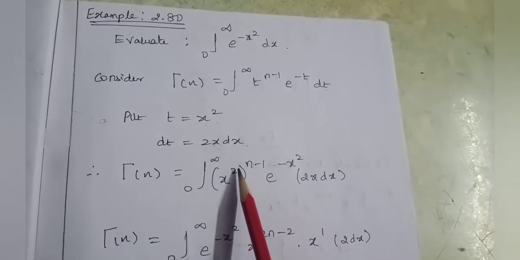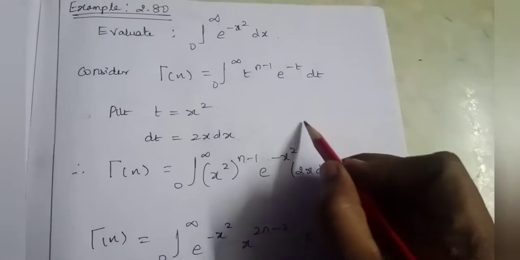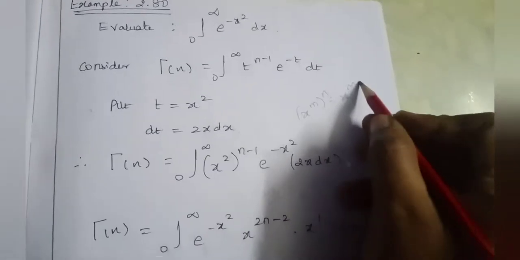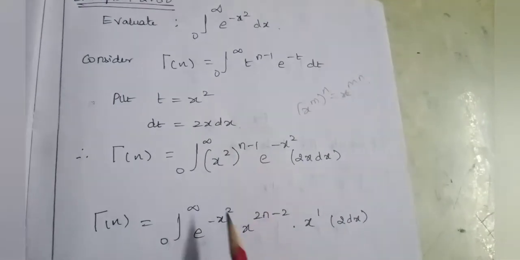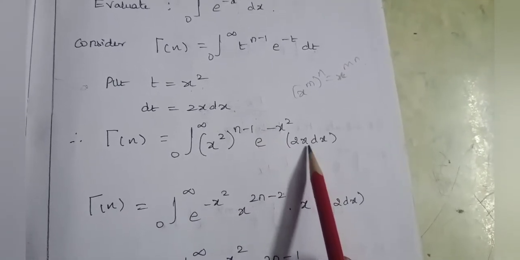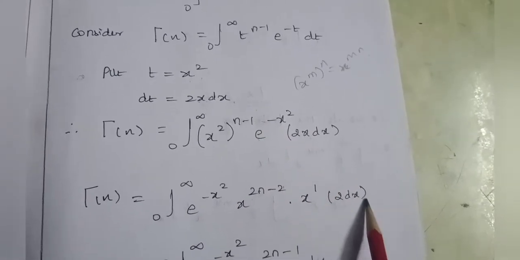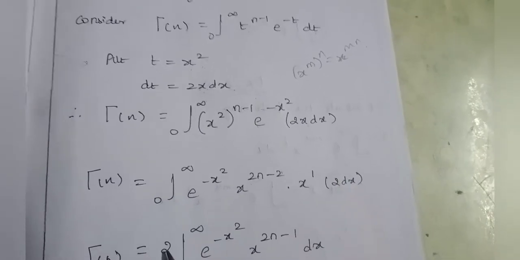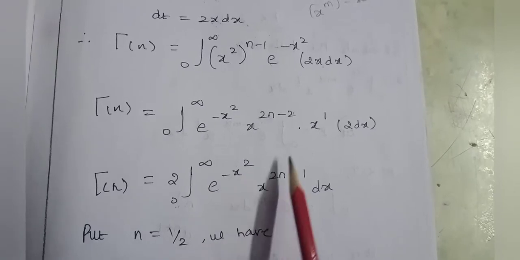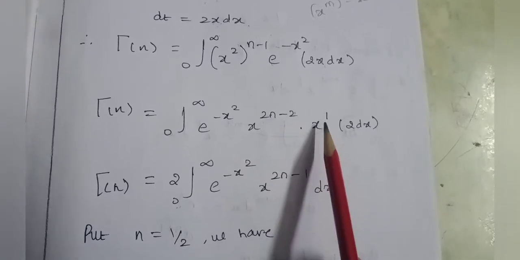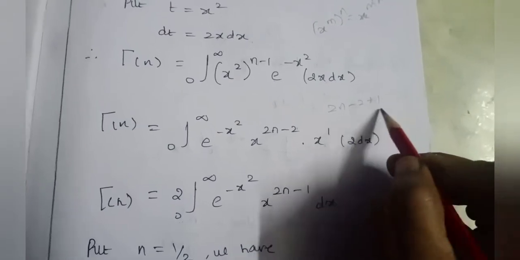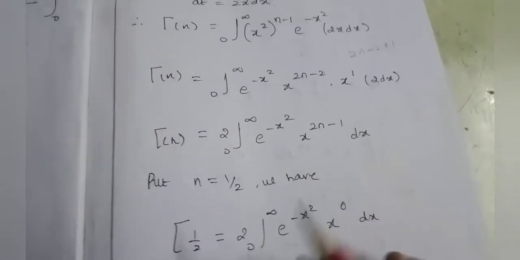See, I can take this 2, I can multiply. We have this rule, x power m the whole power n can be written as x power mn. So now 2 into n, 2n, 2 into minus 1, that is minus 2. And here also I am having an x, so it is x power 1, 2dx. Now I can take this 2 outside, common. And then I will have 0 to infinity e power minus x square. Base are same, powers can be added. So it will be 2n minus 2 plus 1. So I will be getting it as x power 2n minus 1.